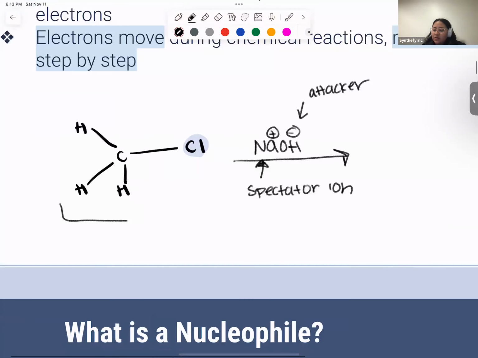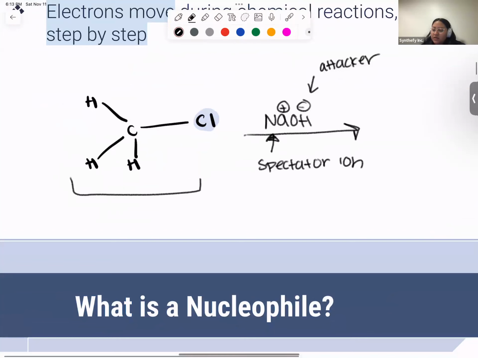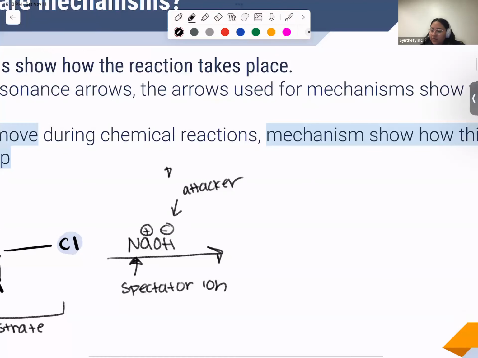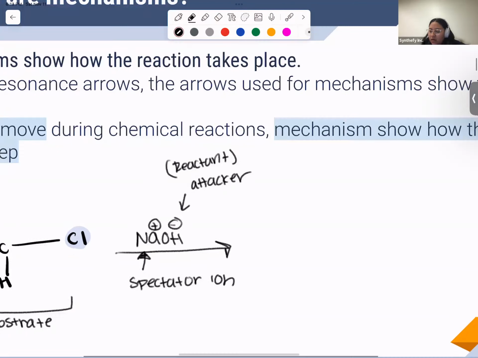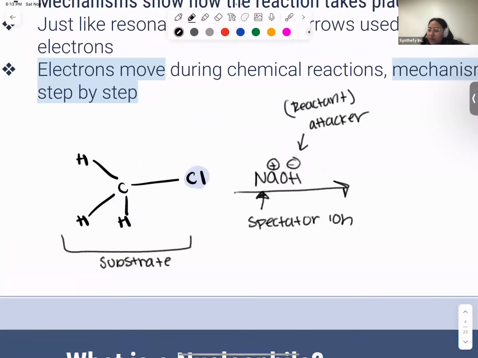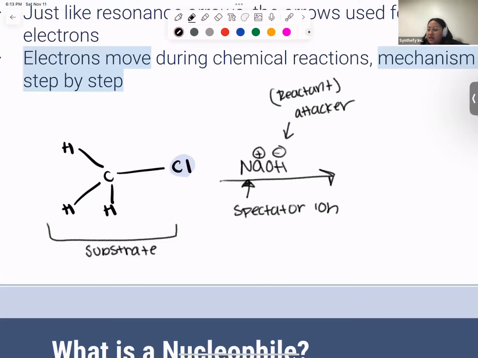So another name for this molecule right here, this is your substrate. And the attacker here would be your reactant. So we've established that this is the substrate right here, and this is the reactant. Well, let's see how this reaction occurs.